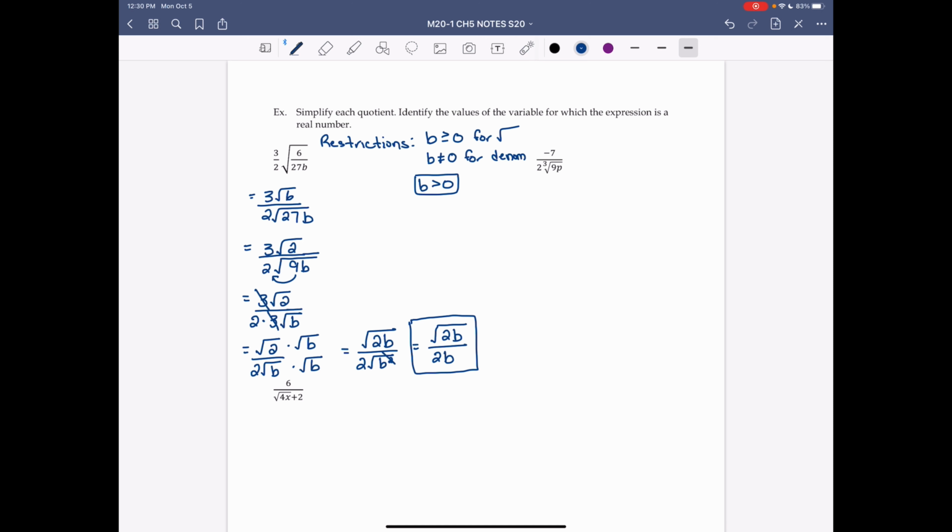Negative 7 over 2 times the cube root of 9p. Starting with restrictions, we have p under a cube root, so there's no restriction for the cube root. We can have negatives under the cube root. No problem there.